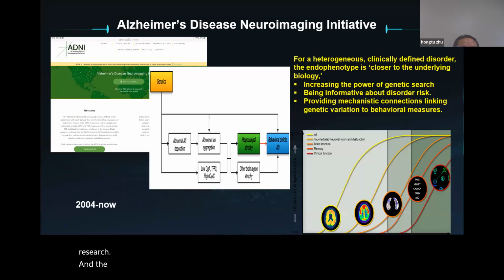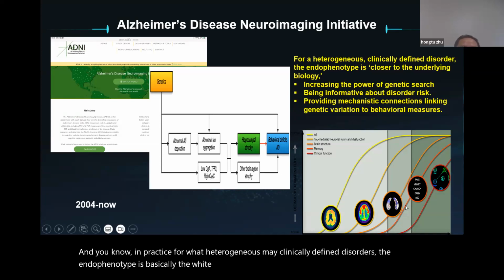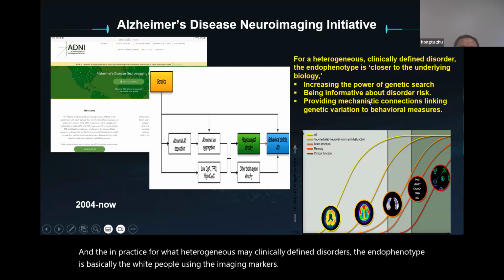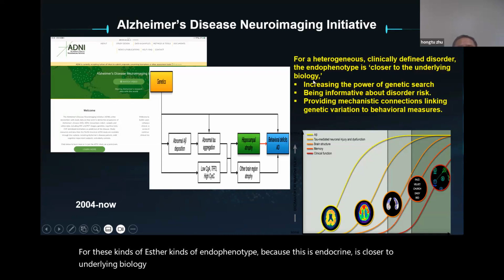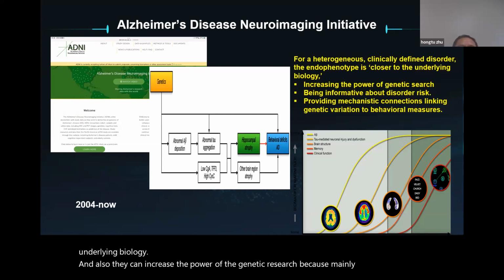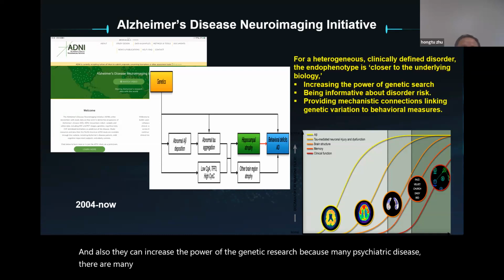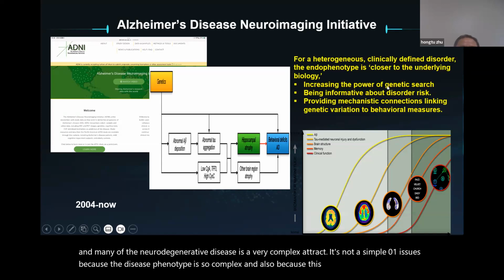And in practice, for heterogeneous, clinically defined disorders, the endophenotype is basically why people use imaging markers, because this endophenotype is closer to the underlying biology. And also they can increase the power of the genetic research, because many psychiatric diseases and many neurodegenerative diseases are very complex traits. It's not a simple 0-1 issue, because the disease phenotype is so complex, okay? And also because this endophenotype can increase the statistical power.